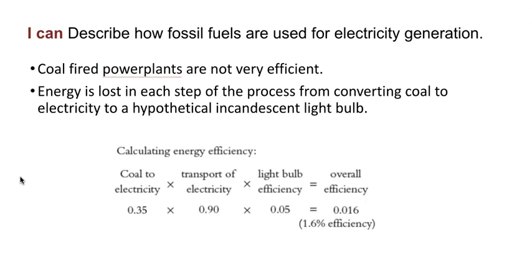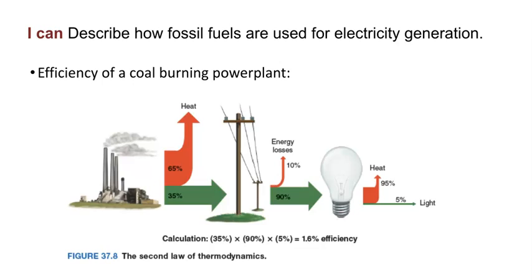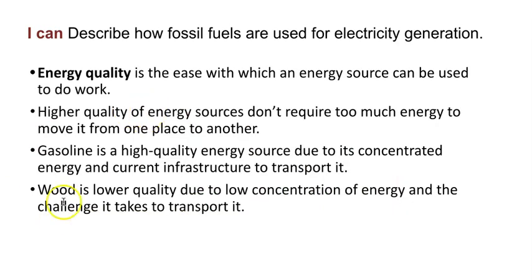They're really important. All right, coal-fired power plants are not particularly efficient. Their energy is lost in each step of the way, from burning coal to turning on your light. You do not need to know this math, but you can see it's a 1.6% efficiency. That's pretty terrible. You can also see by this diagram, the second law of thermodynamics shows that so much of it is lost as heat. Some goes to the wires, but wires lose a lot of electricity before they get to your house. So there's a lot of energy lost.